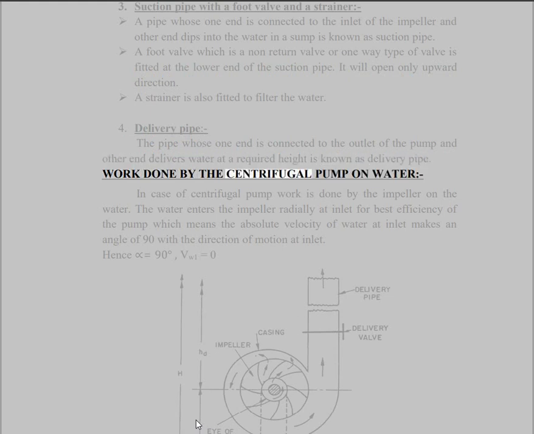Work done by the centrifugal pump on water. In the case of a centrifugal pump, work is done by the impeller on the water. The water enters the impeller radially at inlet for best efficiency of the pump, which means the absolute velocity of water at inlet makes an angle of 90° with the direction of motion at inlet. Hence α equals 90 degrees, Vw1 equals 0.